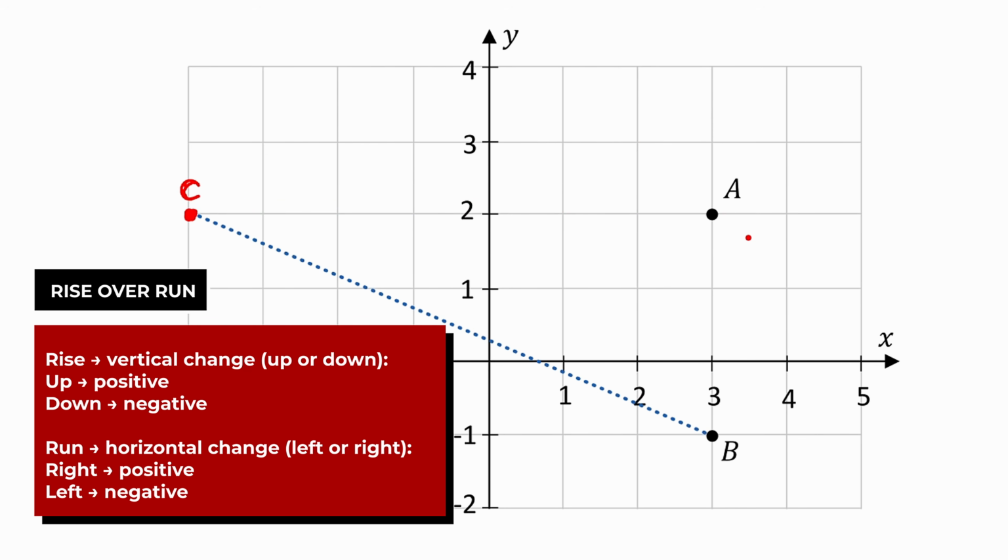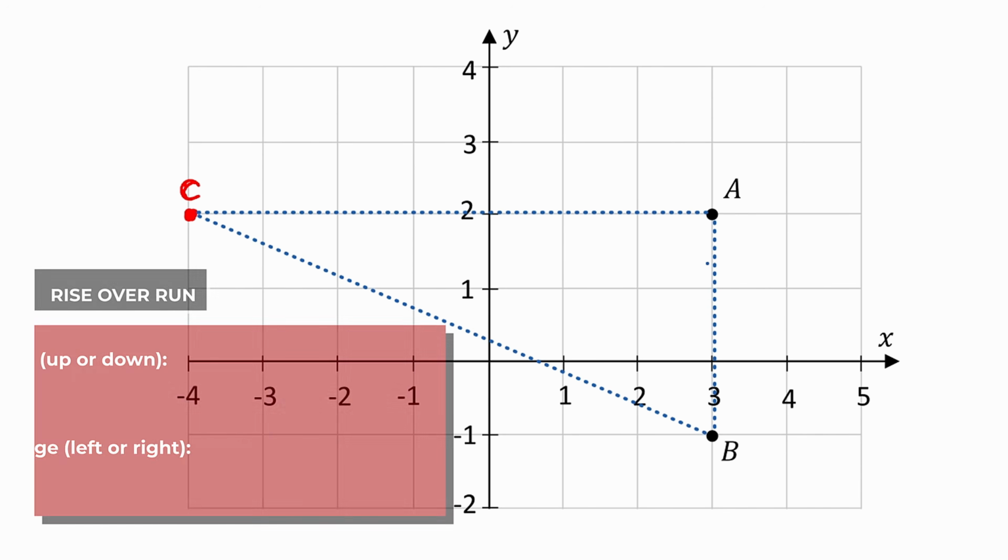And the rise is what? From here to the point B, we have 1, 2, 3. So we have 3. But remember that we are going down. Since we are going down in this direction, we have to use minus 3. So the run is 7 and the rise is minus 3. So we write them down.